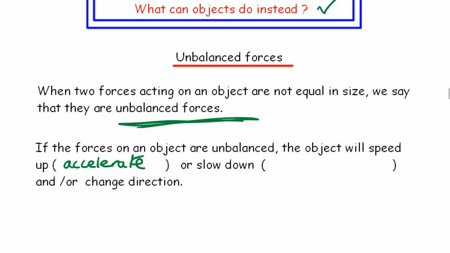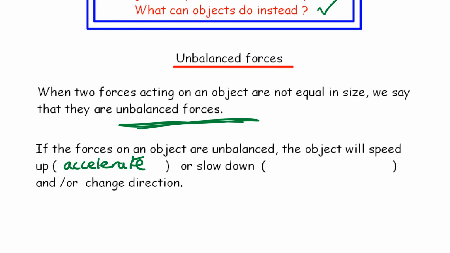So, speeding up is accelerate or acceleration. Slowing down we call decelerate or deceleration. So, just to recap, if the forces on an object are unbalanced, that object will speed up, it will accelerate. Or other examples will show that they will slow down or decelerate. They can even change direction.